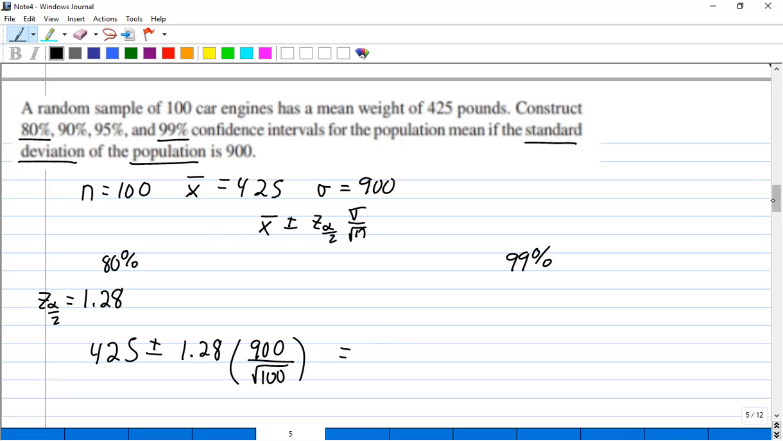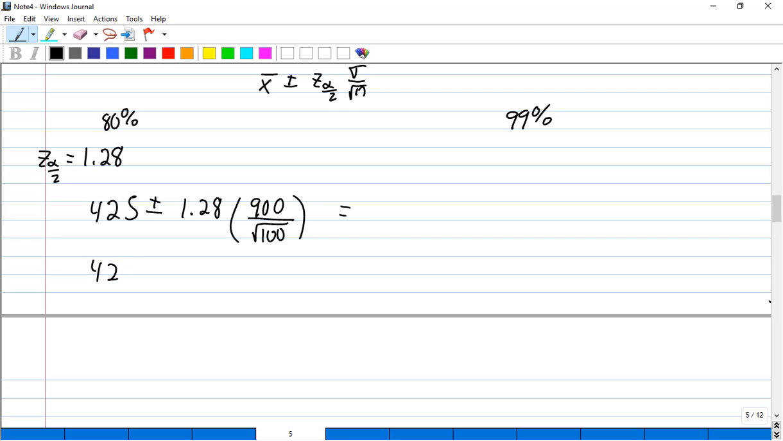Let me scroll down a little bit. That's going to be 425 plus or minus. If I know that the square root of 100 is 10, what's 900 divided by 10? 90, right? You can do it in your calculator, but that's what you're going to get. So let's say 1.28 times 90. So we have 425 plus or minus 115.2. Now plus or minus means just what it sounds like. I'm going to add it and then I'm going to subtract it, and that's going to give me 2 values.